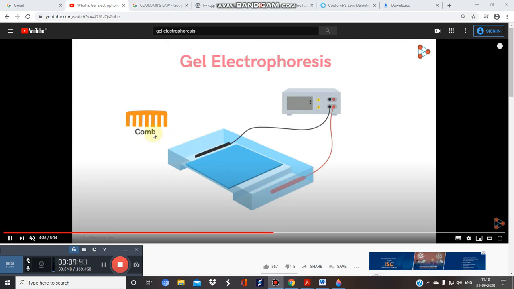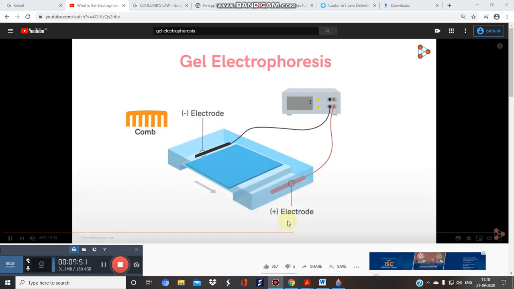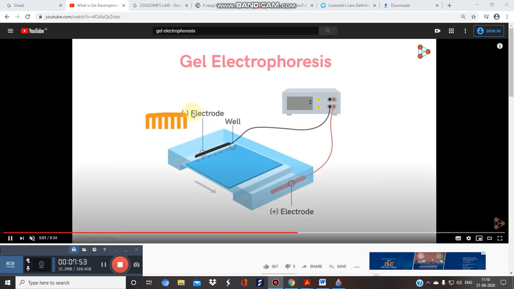Always remember, when the comb is used to prepare the wells, we have to apply the comb over here, because suppose this is a setup, this is the negative electrode and this is the positive electrode, and we know DNA will move from the negative to the positive. That's why this is the movement of the DNA from the negative to the positive. That's why we will put our wells, or the bands, here.